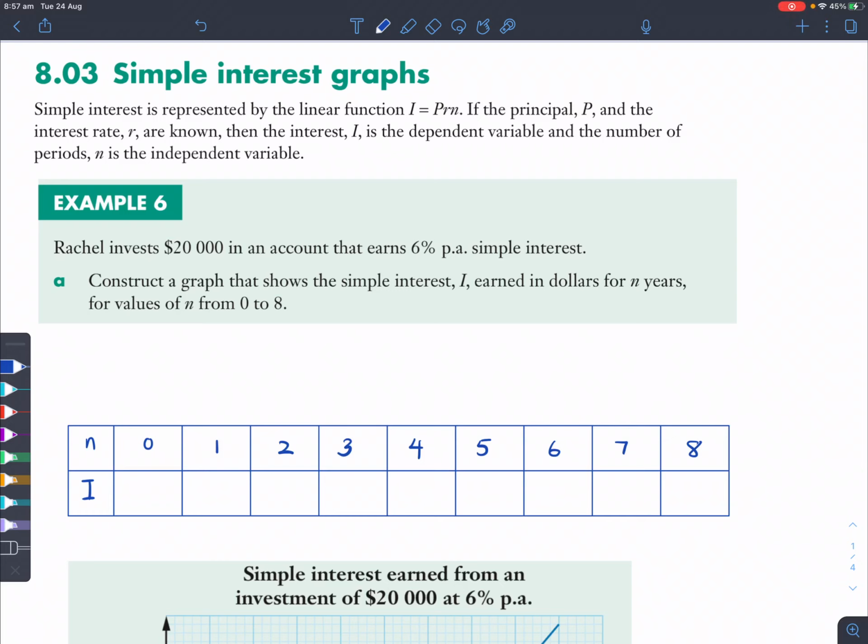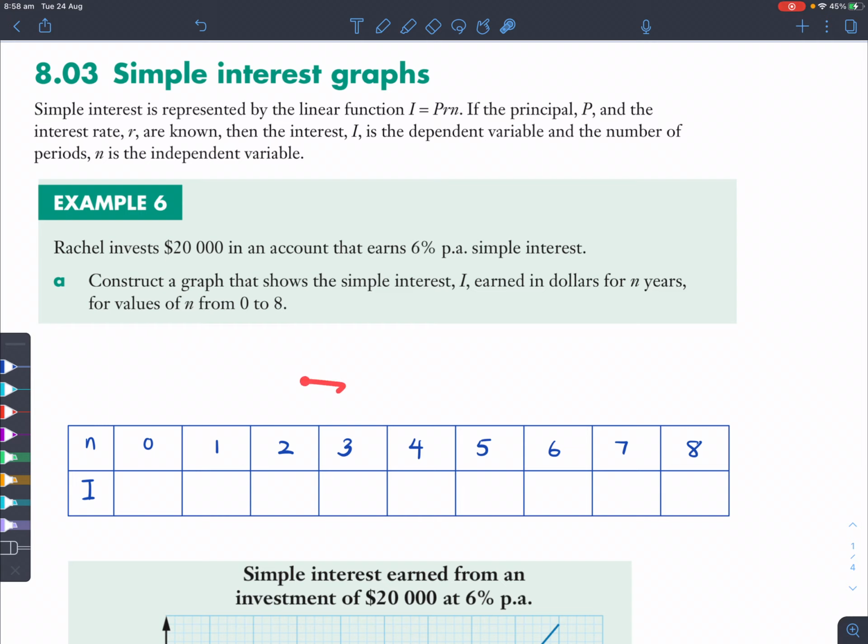Hey everyone, today what we'll be looking at is simple interest graphs. We last explored the concept of simple interest, which is I equals PRN, and we're about to graph this to see what kind of behavior it exhibits. Example 6 says Rachel invests $20,000 into an account that earns 6% per annum simple interest. Construct a graph that shows the simple interest I earned in dollars for n years, for values ranging from n equals 0 to 8.